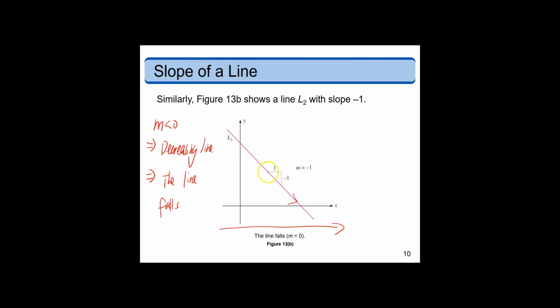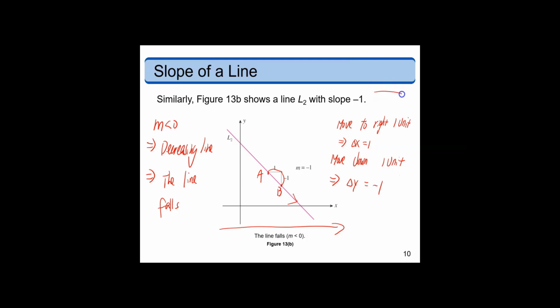And right here, from this point A to this point B, we move to the right 1 unit. That tells us delta x equals 1. And then you move down 1 unit. Move to the right 1 unit, move down 1 unit, to get to the second point, point B. So here delta y equals -1. Going down is negative, going up is positive. Move to the right, positive. Move to the left, negative.